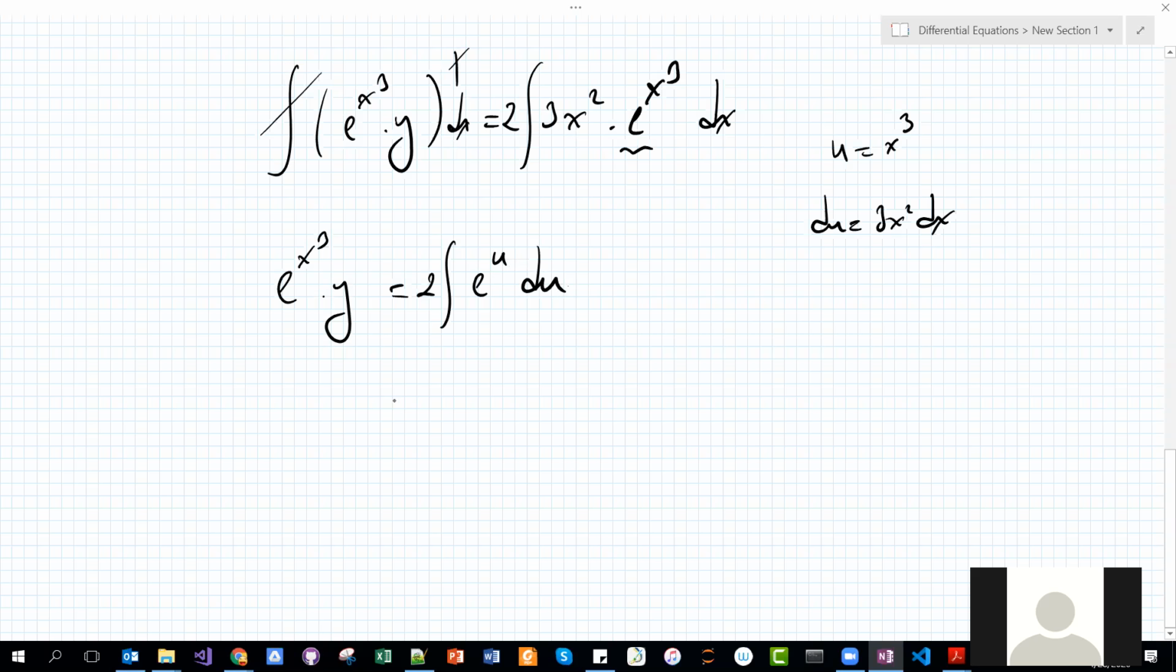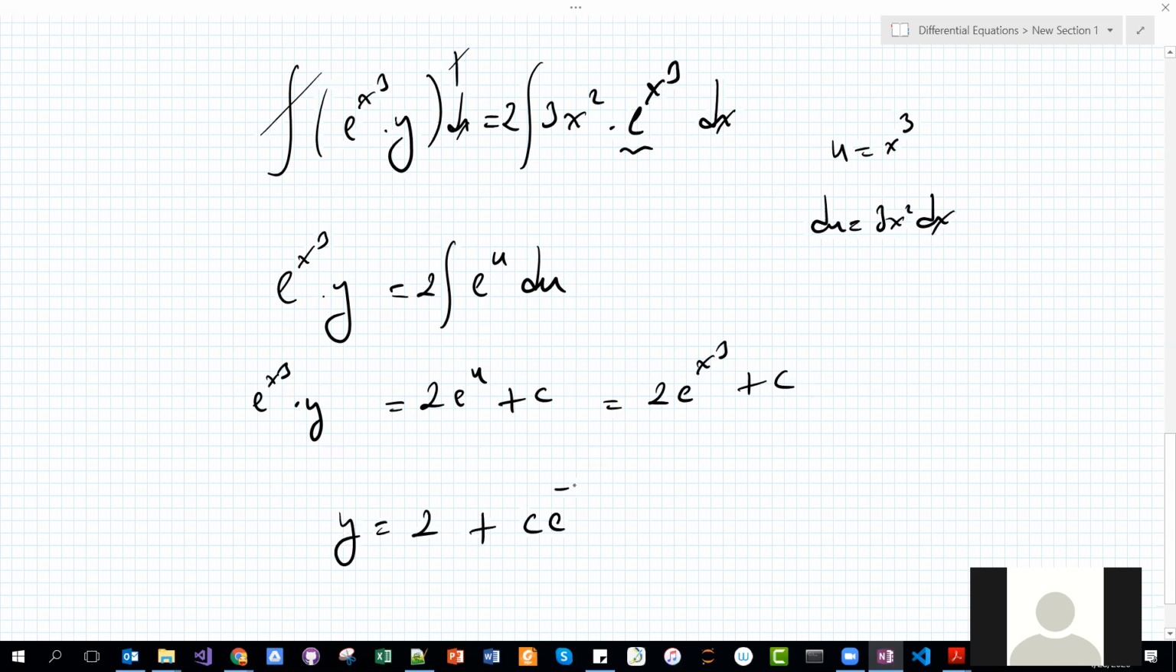Is that all right? Now let me take the integral of the right-hand side, which is going to be equal to 2e to the u plus c, and then e to the x cubed times y on the left-hand side. What was u? U was equal to x cubed. So it is equal to 2 times e to the x cubed plus c. So if I divide by e to the x cubed, y is going to be equal to 2 plus c e to the negative x cubed. So that is going to be my answer to this problem.